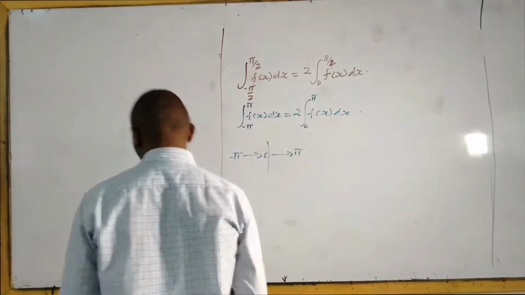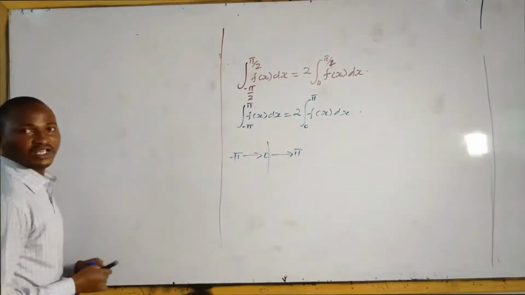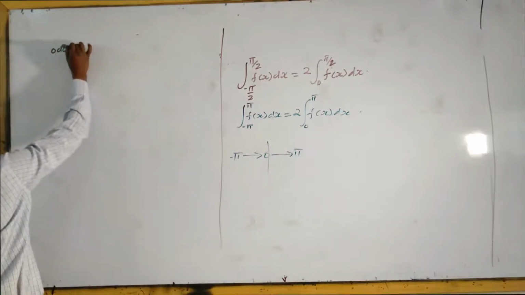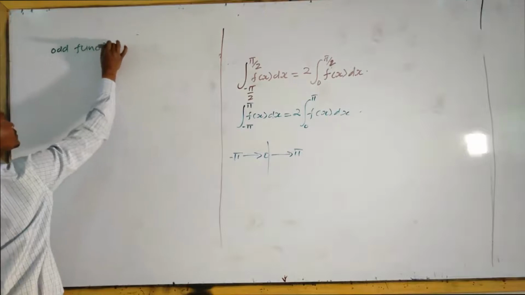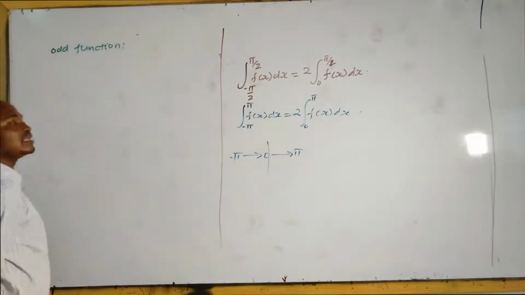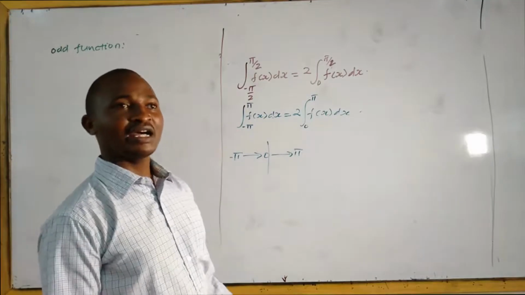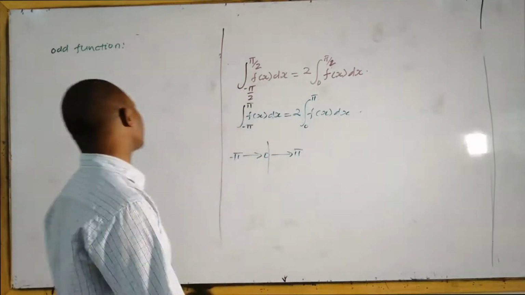What if the function of x is odd? What if we had an odd function? Let us think in terms of area under the curve, area under a curve of an odd function.